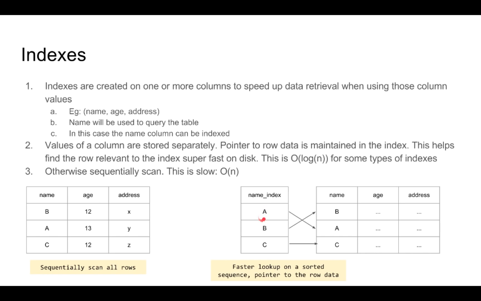But along with storing these values A, B and C, it would also store the pointers to the right rows. So for example, the index here will contain the value A and will store the pointer to the row data for A. Similarly for B, similarly for C. Now, because there are several algorithms to speed up the search in a sorted sequence, trying to find the right row is much faster. I won't go into details of what kind of algorithms and data structures are used for indexes, but this is the principle of how an index works and how it increases read performance.